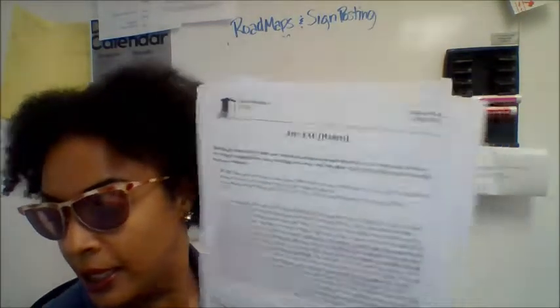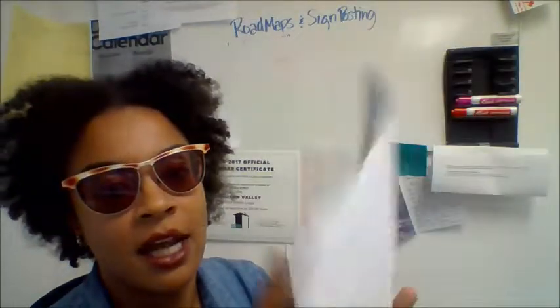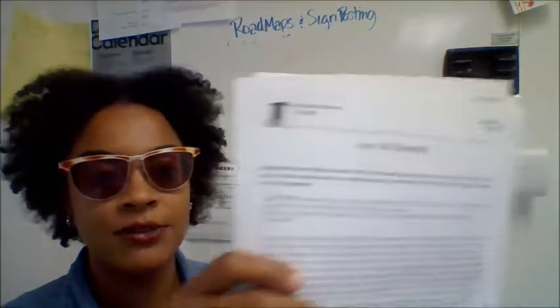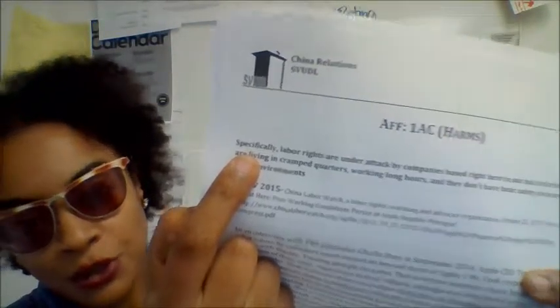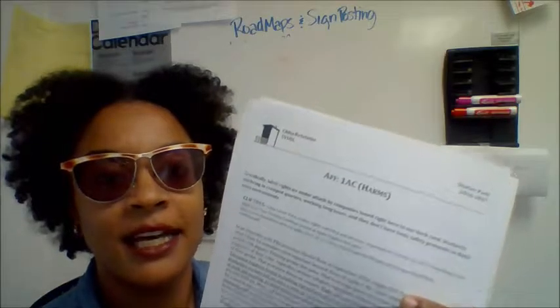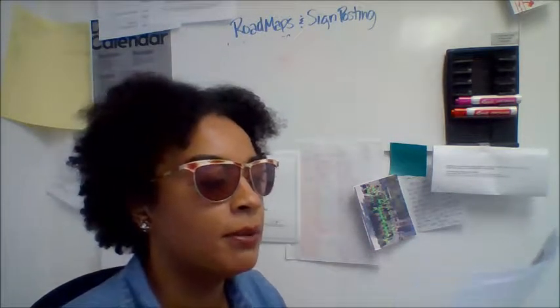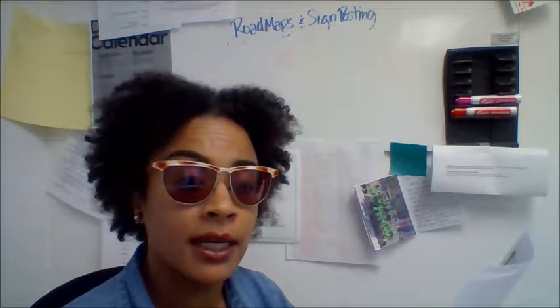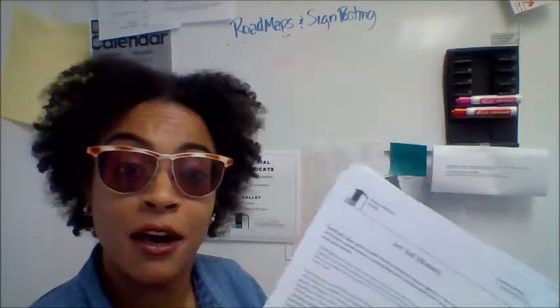This is probably my second page. My inherency card isn't here. So say I'm on my second page and I read an inherency card. Instead of just starting, if you can see this first word here, it says specifically. Imagine I just finished reading my last inherency card. I do not do this: specifically, labor rights are under attack by companies, okay?